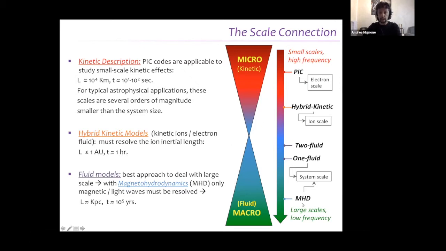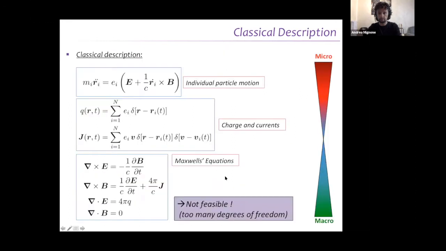If you still move down, then you approach the complete fluid model with MHD, where only magnetic and light waves must be resolved. And at that point, you can afford to model very large system scales.